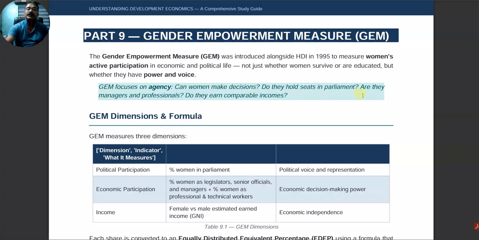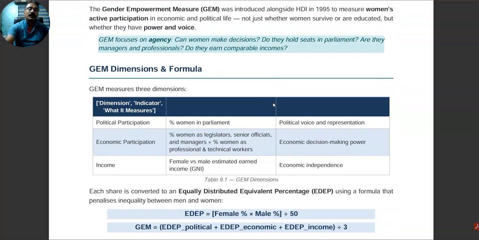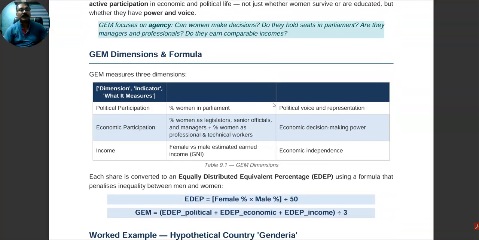Do they hold seats in parliament? Are they managers and professionals? Do they earn comparable income? These are the different research questions. To address these research questions, GEM has been developed. The three dimensions of GEM are political participation, economic participation, and income.